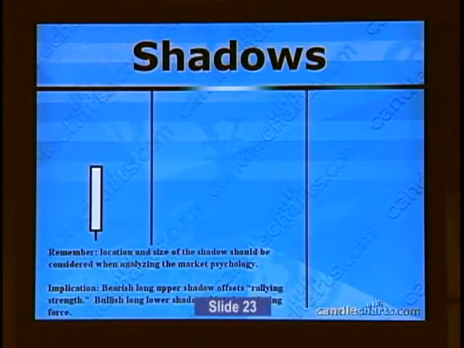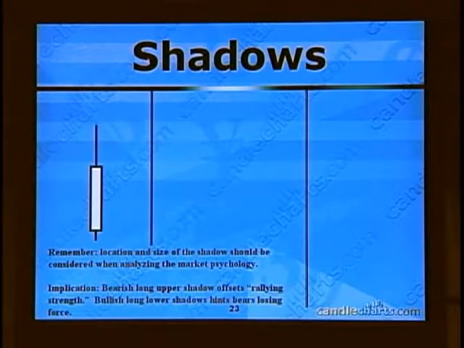Okay, we're going to look at shadows now. As important as the real bodies are, shadows are very important. The Japanese say, like the right hand helping the left. So it is with real bodies and shadows. So here we have a candlestick line on the left that closed on the high. Now, if we have an upper shadow that offsets some of the bullish strength, Japanese will say a long upper shadow suppresses the rallying strength.